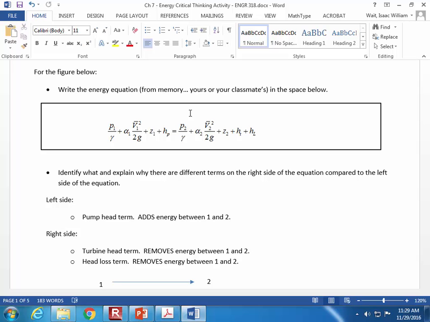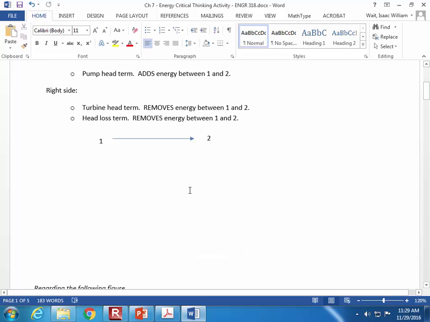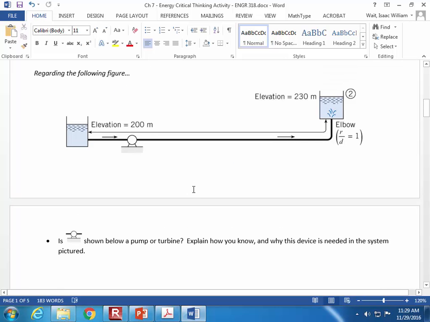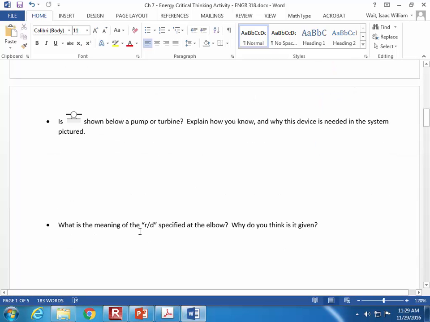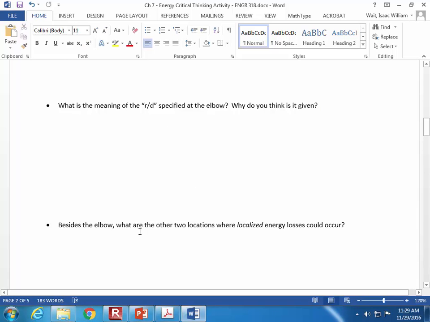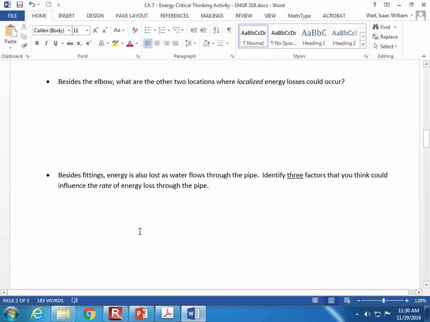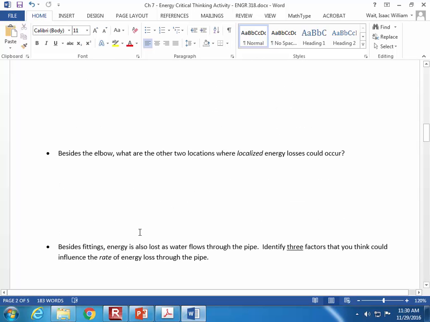There are a couple other questions on your handout. I want to make sure that you have enough time to consider them. So on the back side of the paper, we'll take a couple more minutes for you to think about what is the meaning of the R to D on the figure there. So here's our figure. Is it a turbine or a pump? What is the meaning of R to D? And then besides the elbow, what are some other local energy losses that could occur? And then finally, what are factors that cause friction losses? All right.